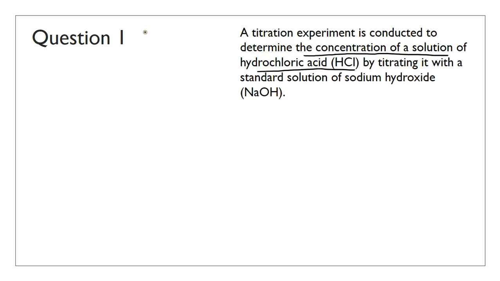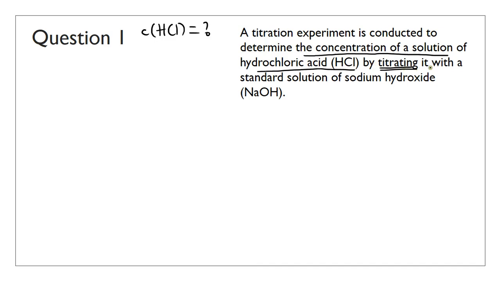So ultimately what I want is the concentration of hydrochloric acid. This is the solution of unknown concentration here. And I am going to find the concentration of hydrochloric acid by titrating. The verb titrate, I'll show you what titrate means in a second, but it basically means doing a titration experiment.